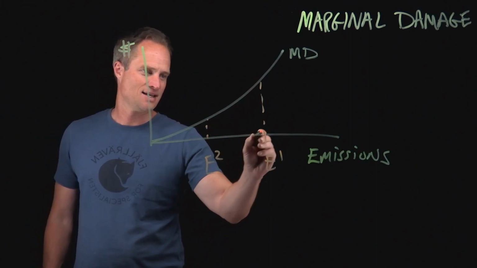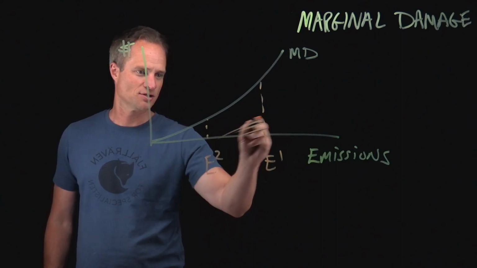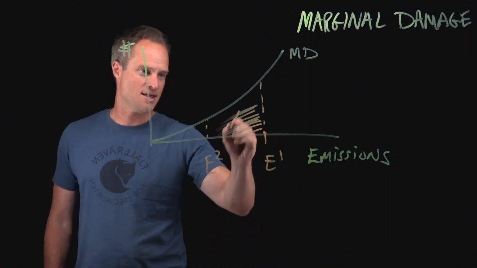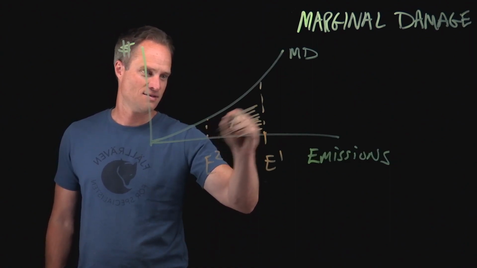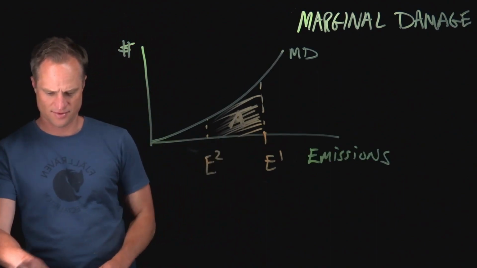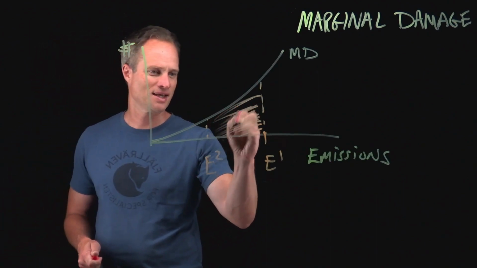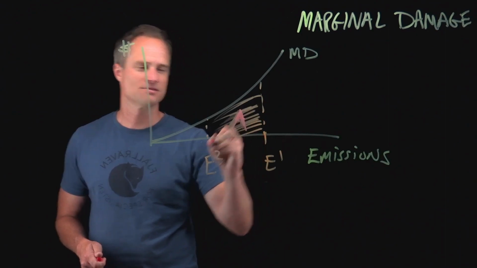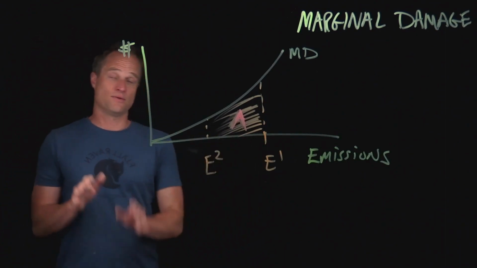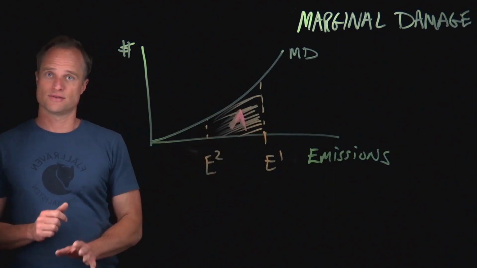So let's consider a movement from E1 level of emissions to E2 level of emissions, and so a reduction of, let's say, global emissions. In this area, what do we want to call this area? A. This shaded area A. Let's see if I can make that pop with some pink. Is it popping? It's popping.